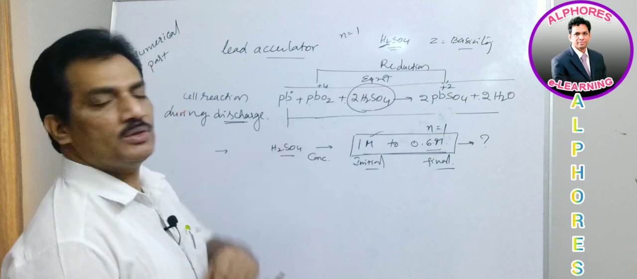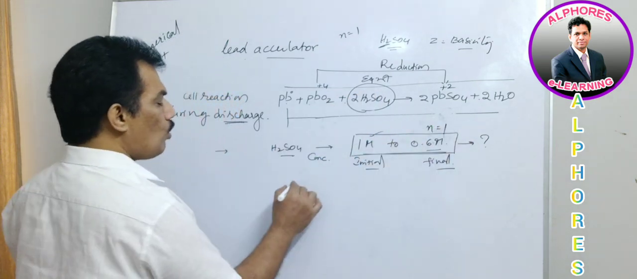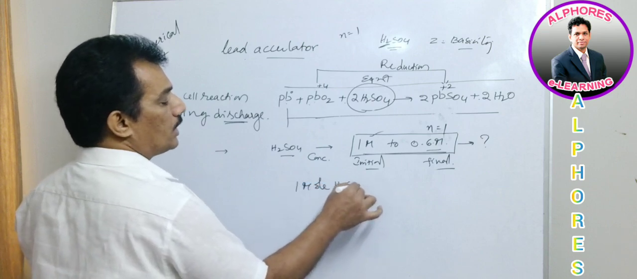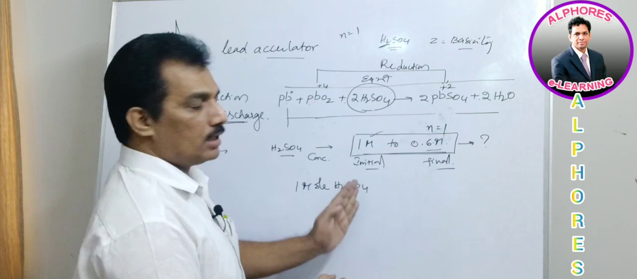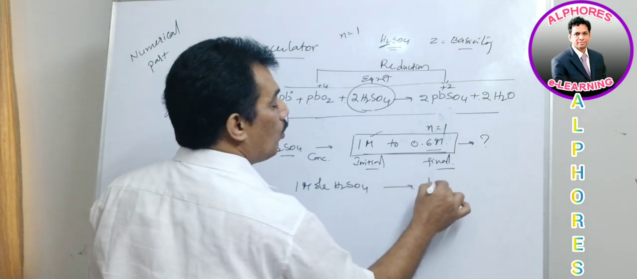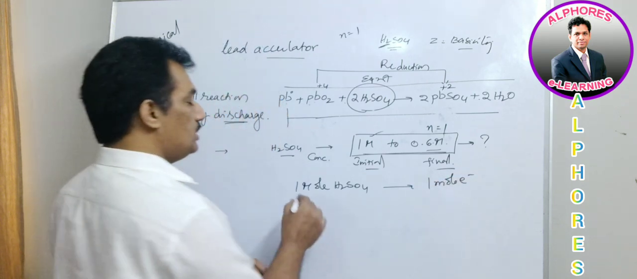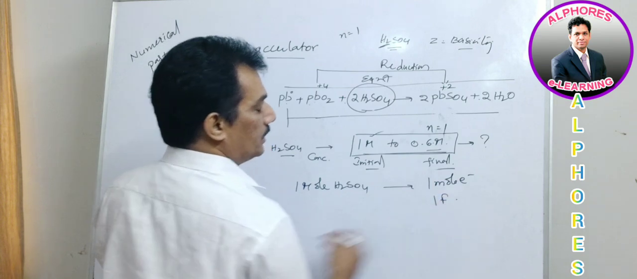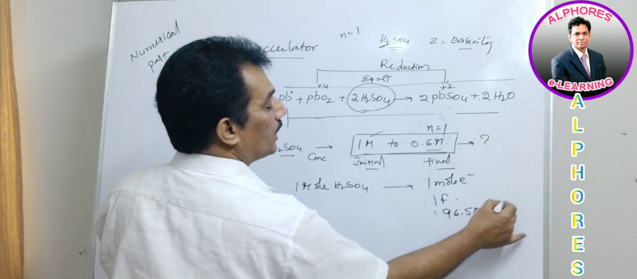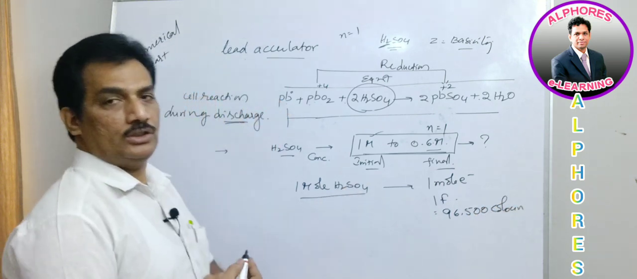Just we know it is also based on the previous case where the n value is 1. 1 molar or 1 mole of H2SO4, on complete dissolution, will generate 1 mole of electrons, or involves 1 mole of electrons. That means it involves 1 Faraday of current. That is nothing but 96,500 coulombs of current when 1 mole of H2SO4 is dissolved.